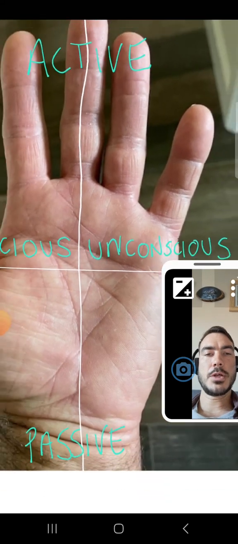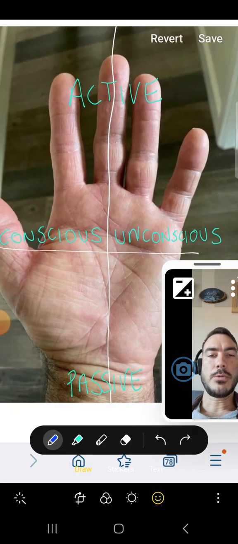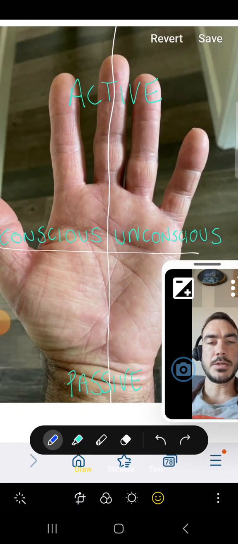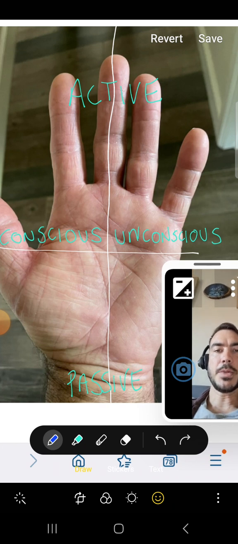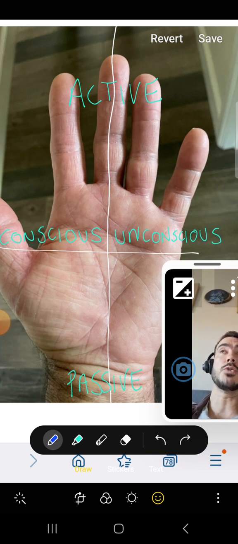So I'm just going to go over here. I've already kind of demonstrated compartmentalizing the palm into different zones. So the upper part is active and the lower part is passive. The active part is what we do consciously and with the information we've received. The information we receive is, I suppose, metaphorically and figuratively, through our fingers. So our fingers represent how we process that information.